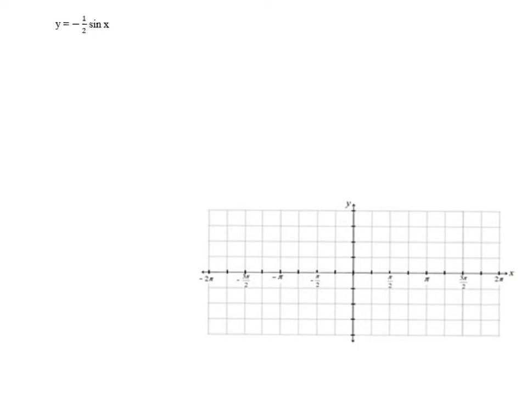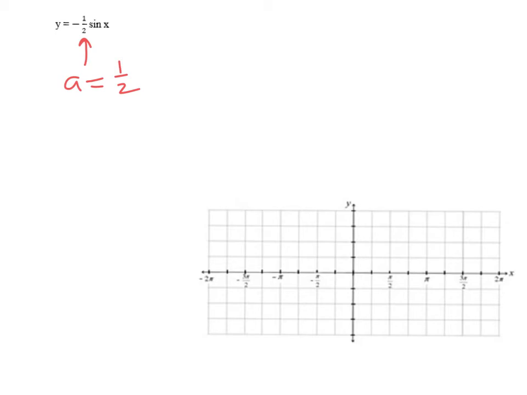Okay, so -1/2 sine x. I want to split this part up into kind of 2 things. First of all, right here, A is a half. So this one is going to look a little bit different in the sense that it's not going to get stretched out vertically. It's kind of going to shrink. It's not going to go up as high or go as low, okay?